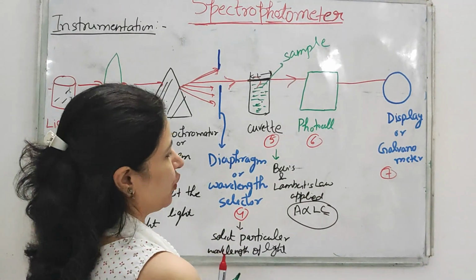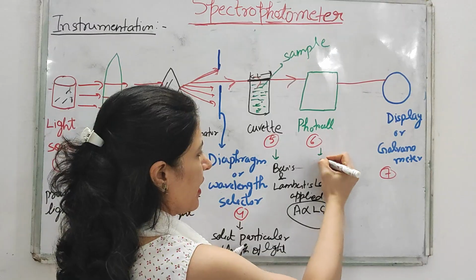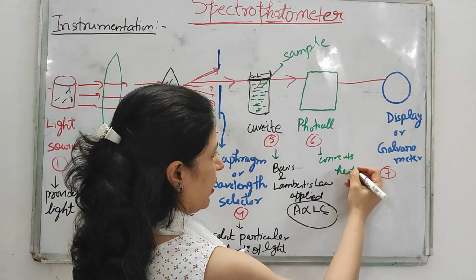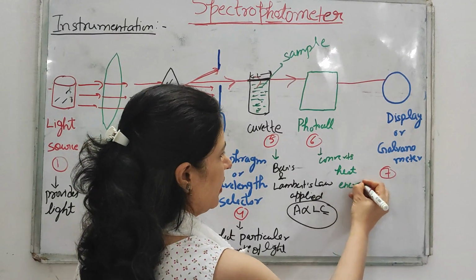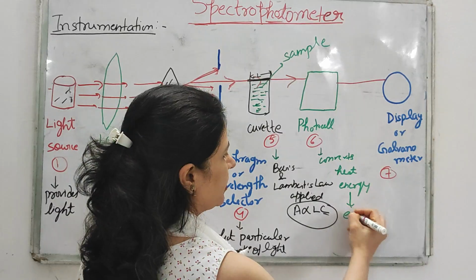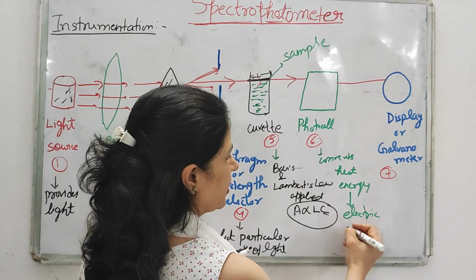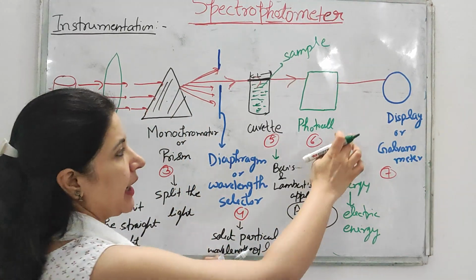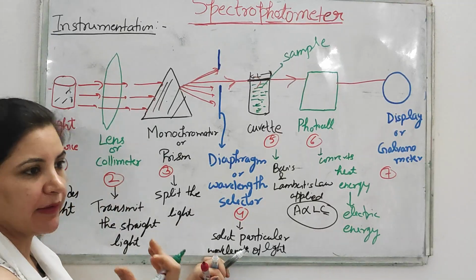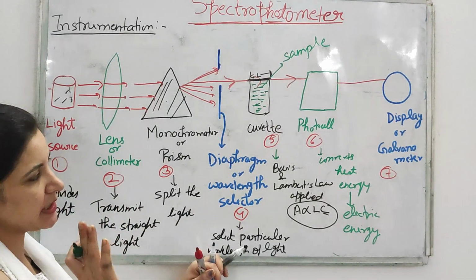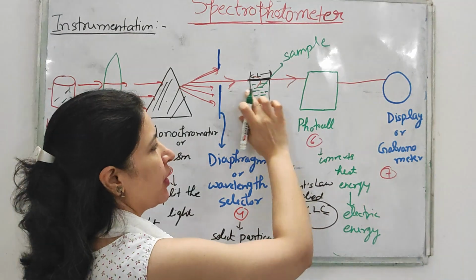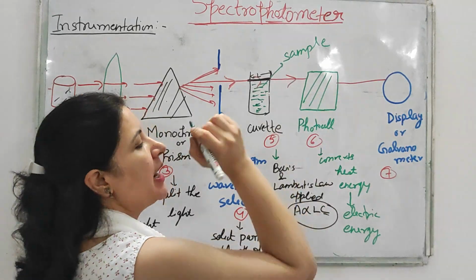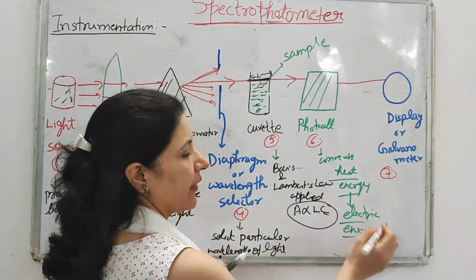Then what is the role of this photocell? It will convert your heat energy into electrical energy. Because the detector or display that will show the reading cannot show the heat energy. So it is important to convert it, because the energy generated from here is heat energy. So the role of this photocell is to convert heat energy into electrical energy.